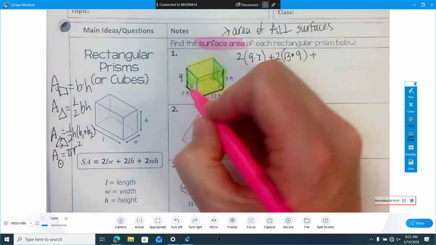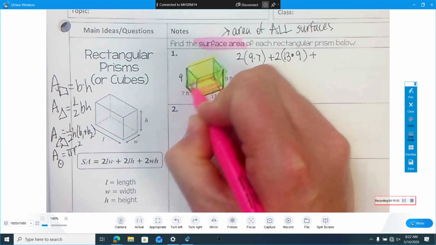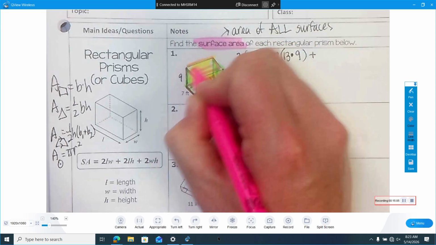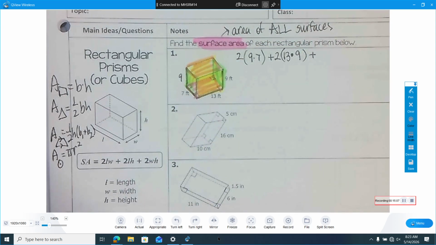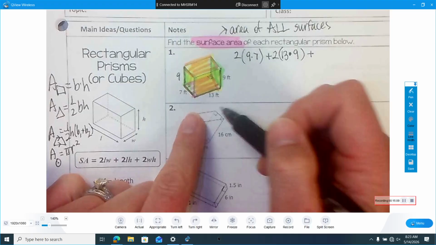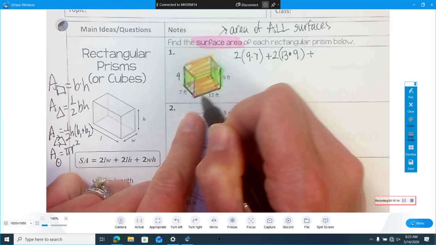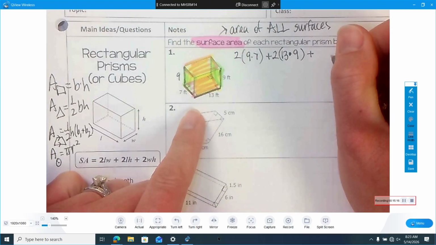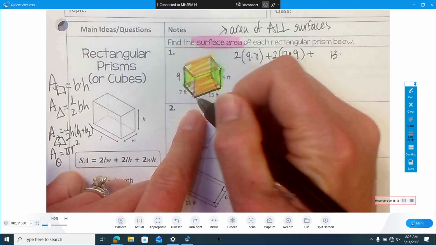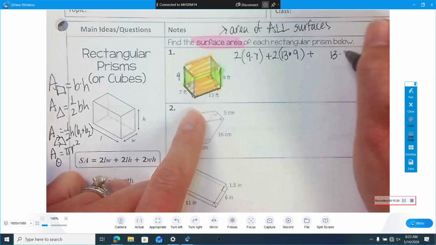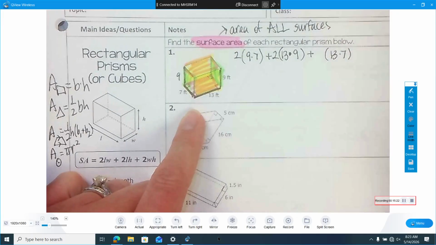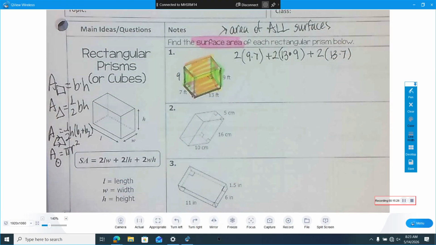last but certainly not least, we have the bottom and the top, which is a little hard to see when we're doing all this crazy highlighting. But the bottom shape here has a length of 13 and 7. Yeah, so 13 times 7. And again, how many are there? 2. Okay, so this is all we're doing, just finding areas, adding them together.